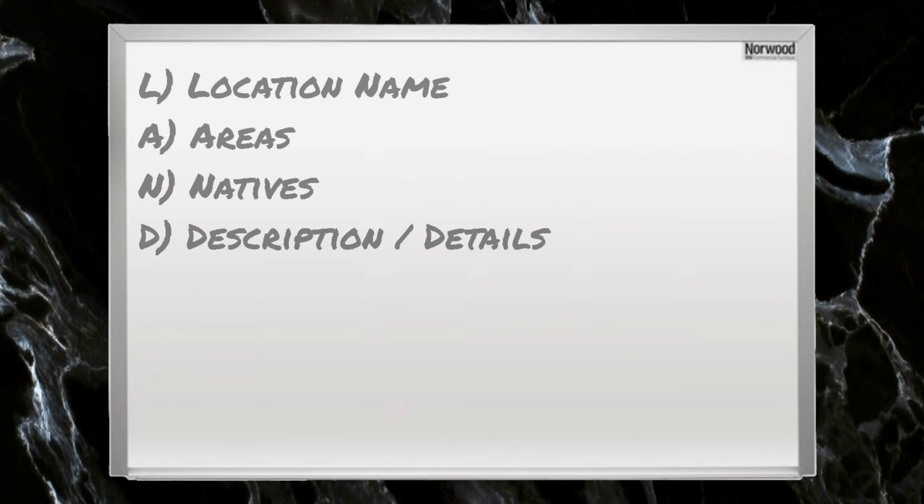Next, I gave you LAND for making locations. This, again, lets you use some descriptive text, some ideas rather than building mechanical things. A location name might be Arkham Asylum, and then areas within that can be receiving, holding, patient cells, etc. Natives are going to be your NPCs and monsters that reside in that area. And then you get your description and details with the D. Again, a way to create a thing with ideas rather than mechanics.